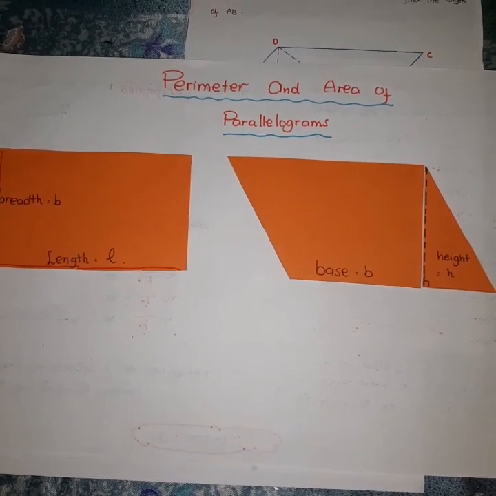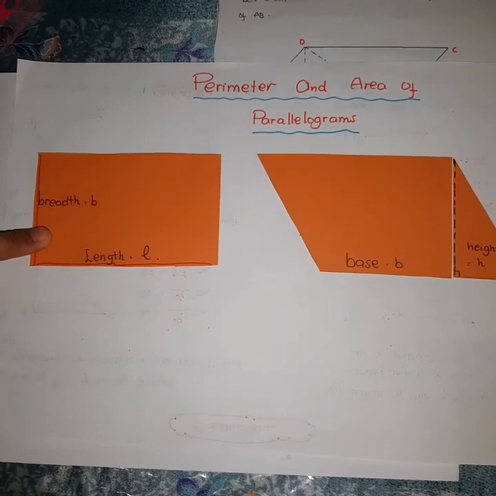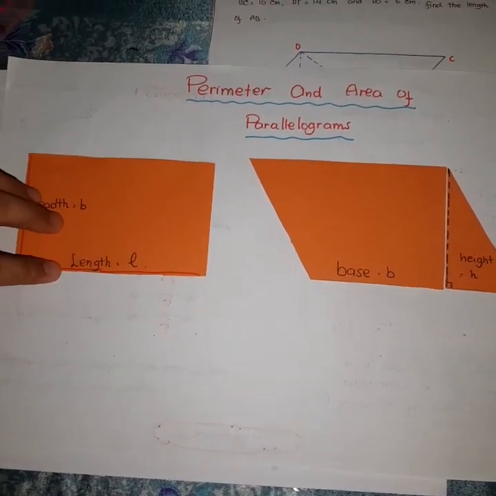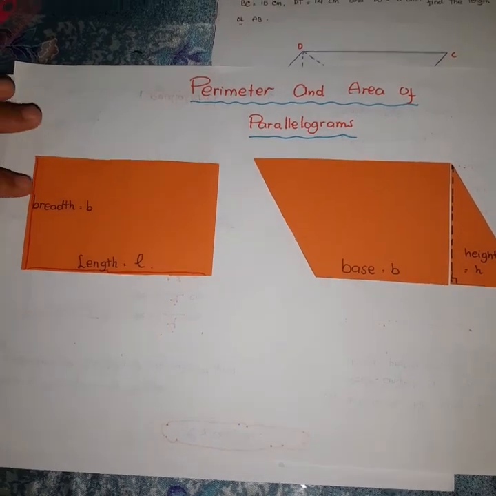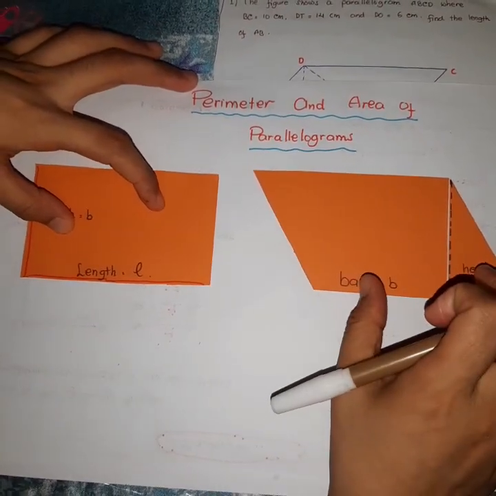Last time we've already learned about the area of rectangle, square and triangle. So today we're going to learn about perimeter and area of parallelograms. So what's different between rectangle and parallelogram?